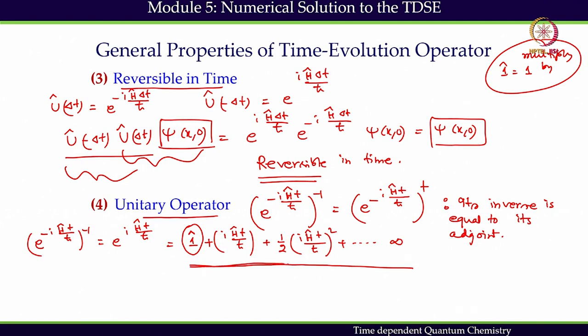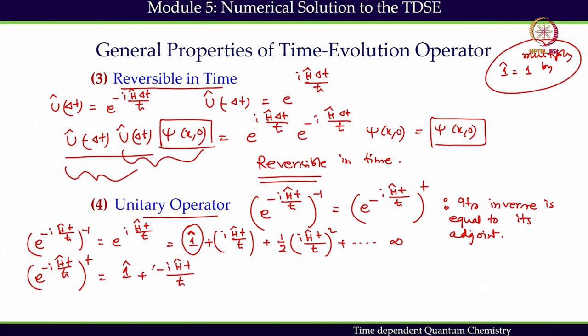To make the notation correct here, every term we have made to be an operator. That's why we are giving this cap. Otherwise, it's just 1. So we will now look at the adjoint, how does it look like, e to the power minus i h cap t by h cut, its adjoint. Its adjoint is going to be 1 plus minus i h cap t by h cut plus half minus i h cap t by h cut whole square plus like this.